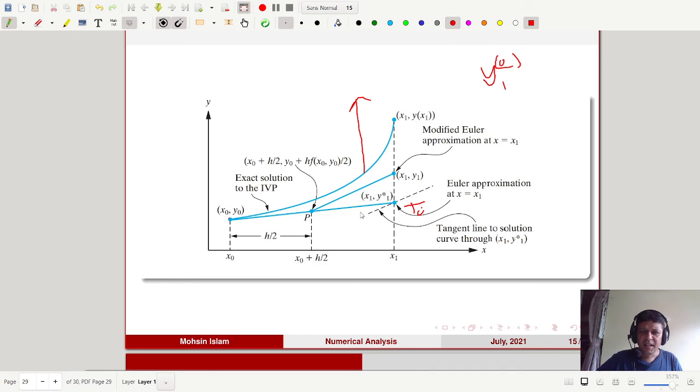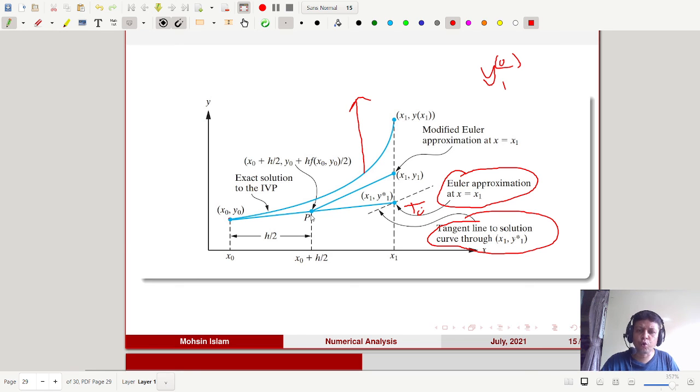Now let P be the point by trapezoidal, or you can apply the midpoint formula, okay. P is your x naught plus h by 2, and at that point, this dotted line is actually Euler's approximation at x equal to x1. Look at the dotted line, it is the tangent at that point, and this point is actually the approximation at x equal to x1 by Euler's. This dotted line is the tangent line to the solution through x1 y1 0.